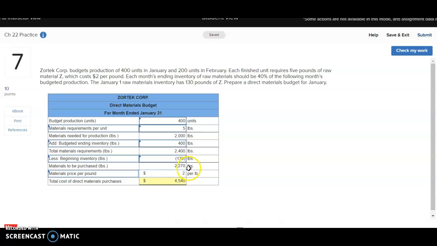That means we had to purchase 22.70. They gave us a cost per pound of $2 per pound. So our total cost of direct materials was $4,540. All right, let's look at number 8.